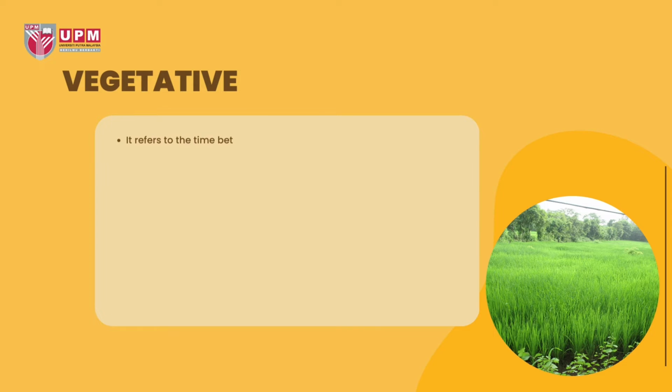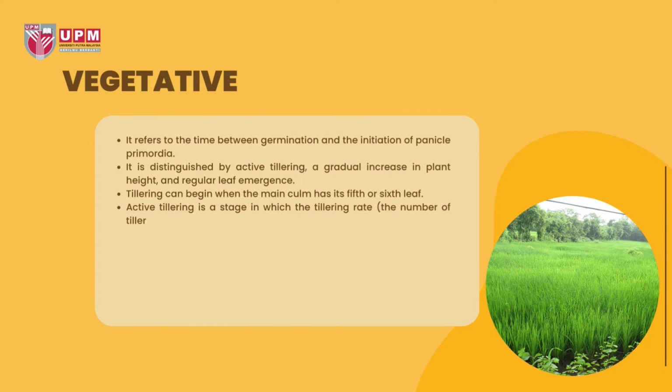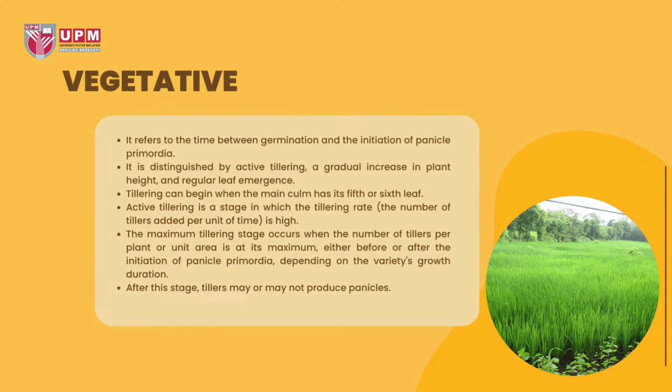The vegetative phase refers to the time between germination and the initiation of panicle primordia. It is distinguished by active tillering, a gradual increase in plant height, and regular leaf emergence. Tillering can begin when the main culm has its 5th or 6th leaf. Active tillering is a stage in which the tillering rate, the number of tillers added per unit of time, is high. The maximum tillering stage occurs when the number of tillers per plant or unit area is at its maximum, either before or after the initiation of panicle primordia, depending on the variety's growth duration.